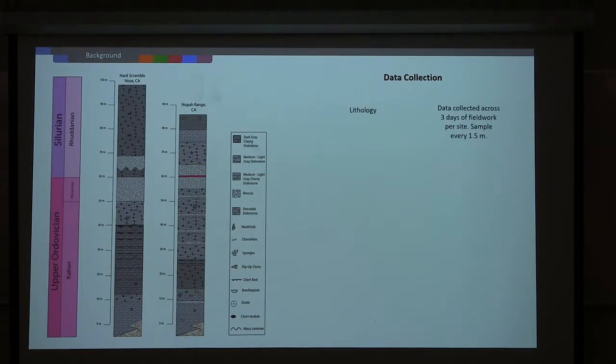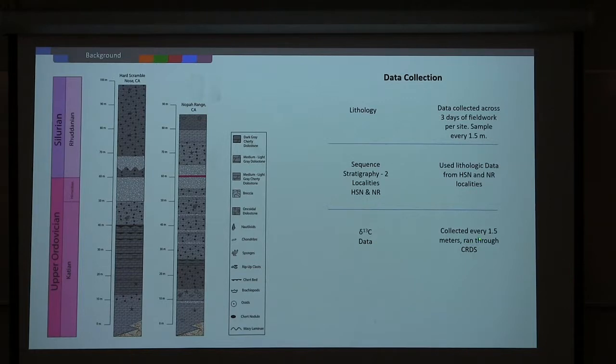Our data collection for this study was fairly straightforward. We spent about 3 days at each study locality, the Hard Scrabble Knoll and the Nopah Range. At each field site, we collected samples every 1.5 meters. We then used our field observations and the samples collected to create our sequence stratigraphic model. We then used these samples to analyze delta C13 values in Dr. Sean Lloyd's lab using the cavity ring down spectrometer. We also used samples from Hard Scrabble Knoll specifically, using Dr. Adam Wood's ICP OES.